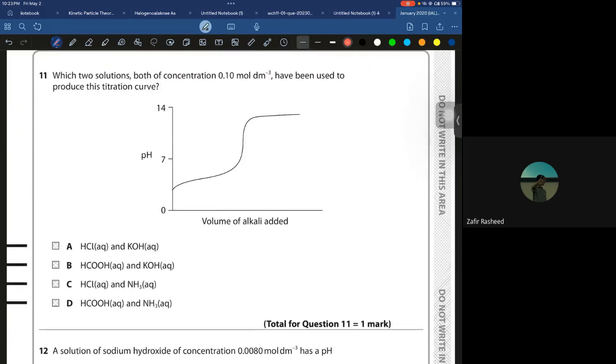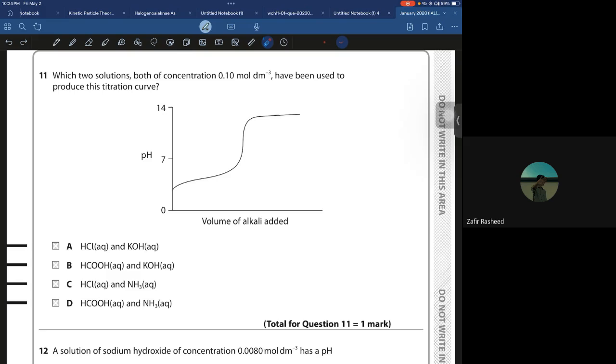Then it's from the titration curve. Which two solutions, both of concentration 0.1 mole per decimeter cube, have been used to produce this titration curve? So what would we be doing about that? I would say HCl and KOH, but first of all, you have to see where the graph is going to start.